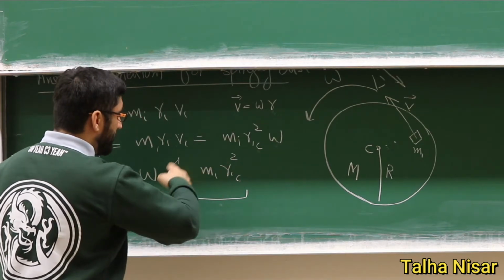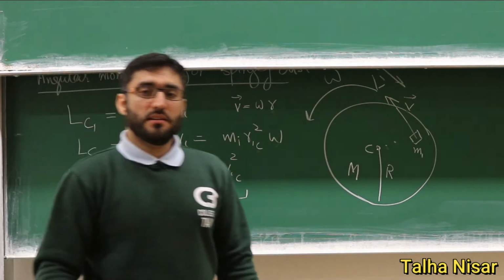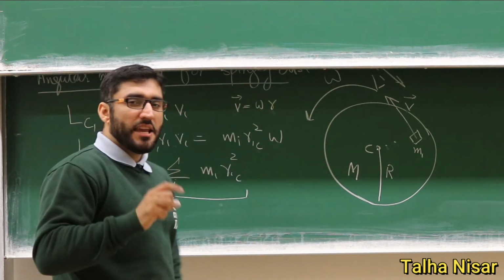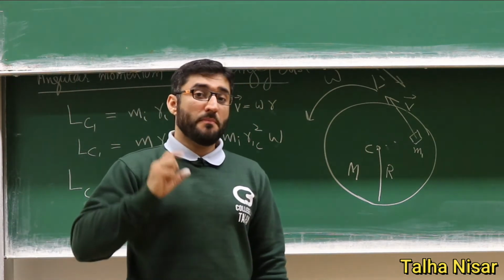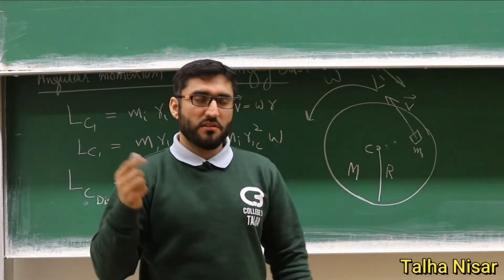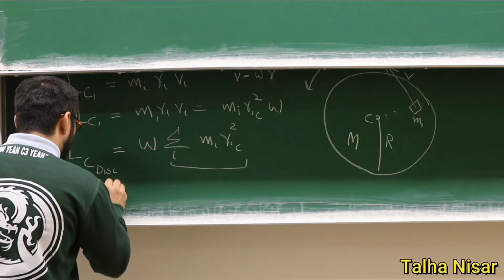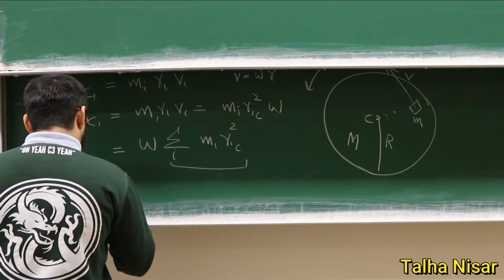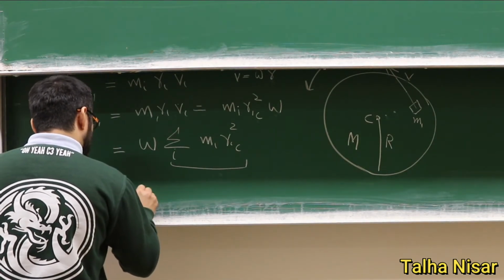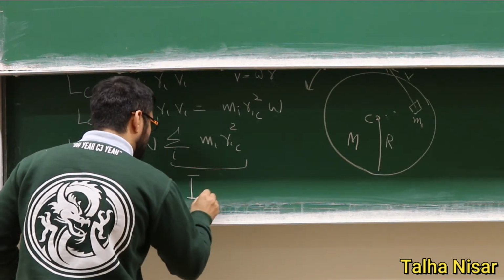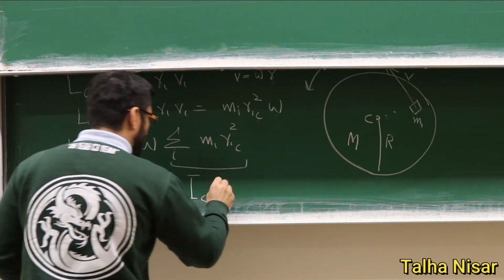This is the angular momentum for this disk, but this is something that we have discussed already previously. This term here is the moment of inertia, which is equivalent to the mass in the linear case, when the object is moving linearly. So we can write here L_C of the disk equals I_C omega. The I is for the moment of inertia.